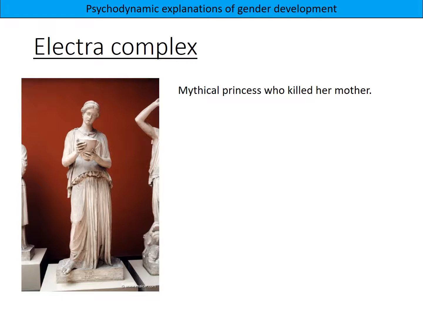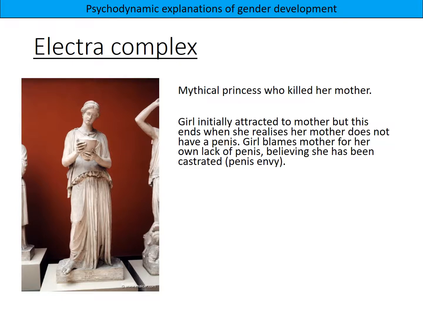So moving on to the Electra complex, again, just as we saw Oedipus was a mythical king, Electra is a mythical princess and she killed her own mother. So in terms of what happened with the girls, Freud said that young girls, 4 to 5 years old, are initially attracted to their mother, but this stops when she realises the mother does not have a penis. The penis is a symbol of power. Okay, that's what Freud believed.